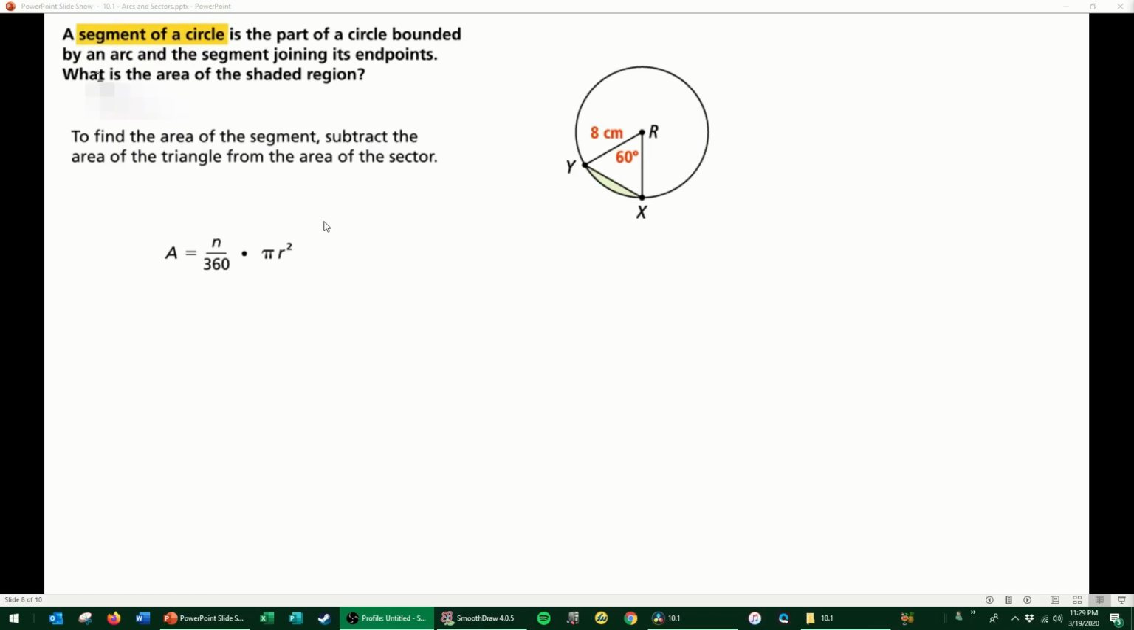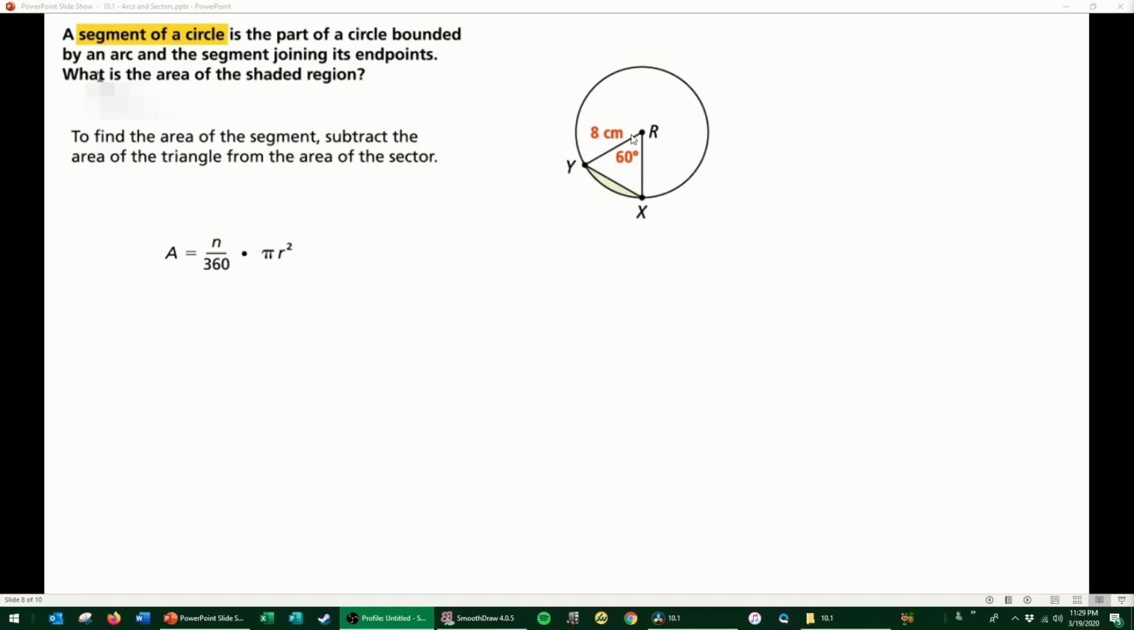All right. So a segment of a circle is a part of a circle bounded by an arc and the segment joining its endpoints. What is the area of the shaded region? This is your SAT question right here. This is when I have people knock on my door and they say, I really need some help on SAT tutoring. I took geometry freshman or sophomore year and it's completely slipped my mind. This is typically the type of question. Actually, this whole topic is what they come to me knocking on my door for.